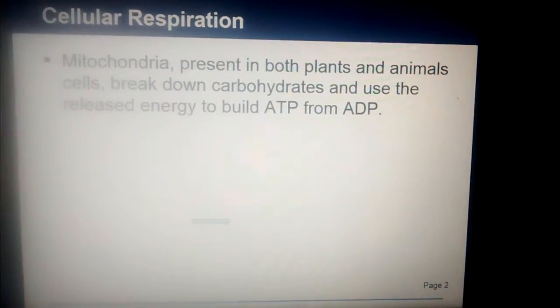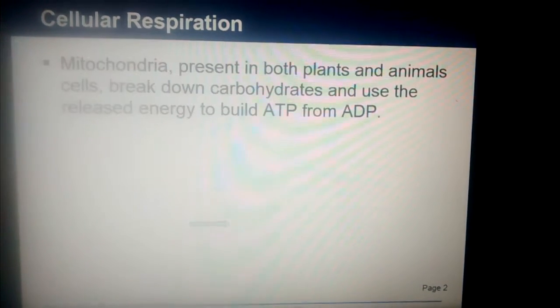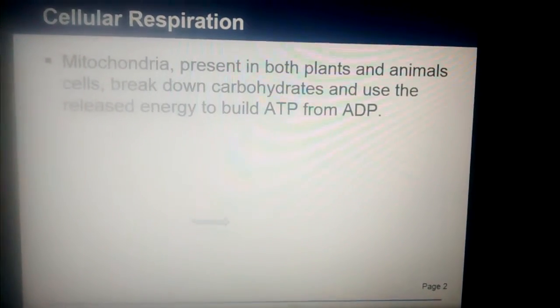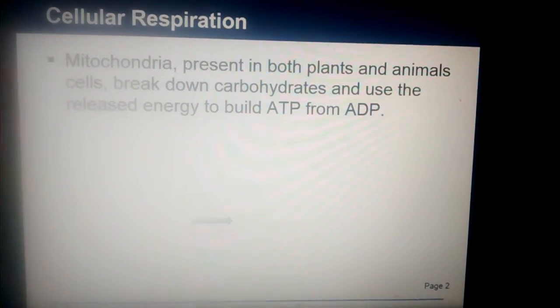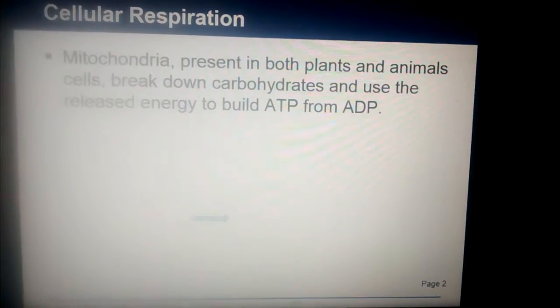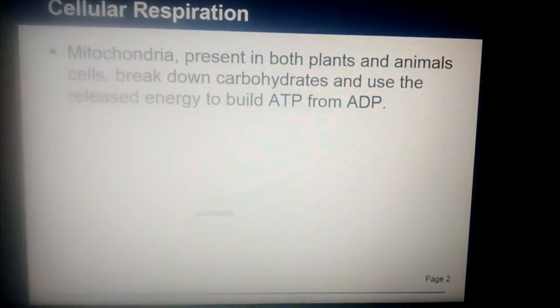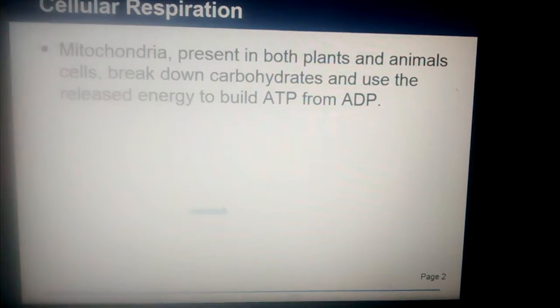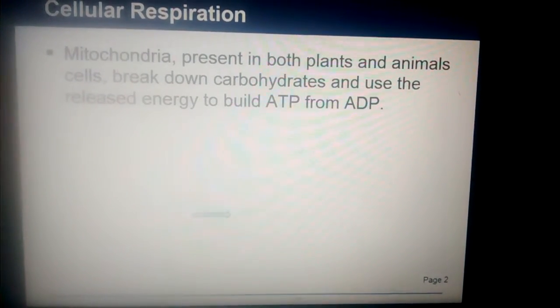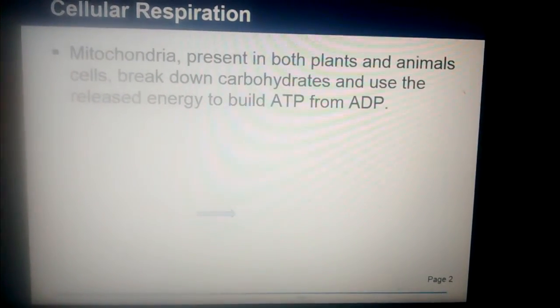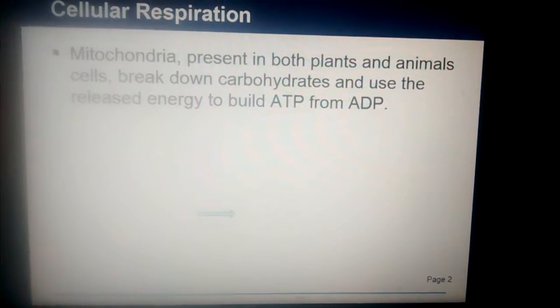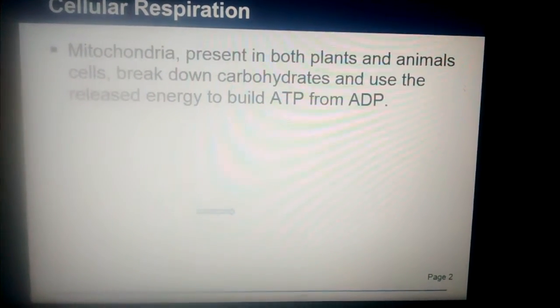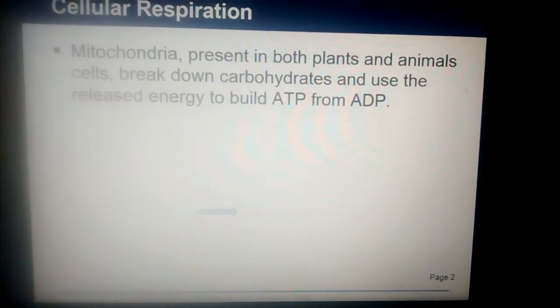Most of the ATP that is produced inside eukaryotic cells is produced in an organelle already discussed in a previous chapter. The organelle that has the nickname the powerhouse of the cell is called the mitochondria. The mitochondria is present in both plant cells and animal cells, eukaryotic cells in general.